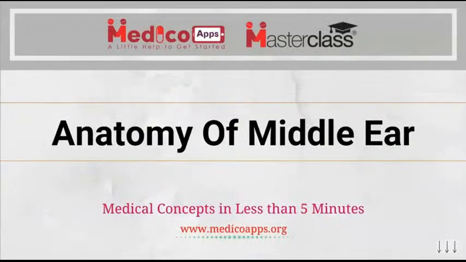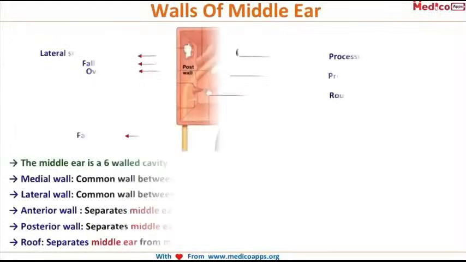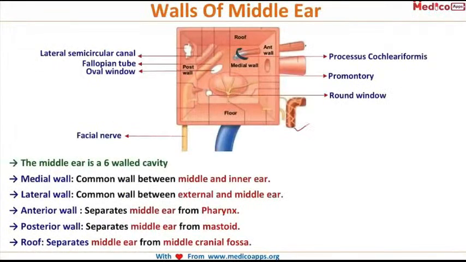Welcome to MediQuap's Masterclass. We'll be learning today about the anatomy of the middle ear. As you can see in this picture, the middle ear is a 6-walled cavity. The medial wall is a common wall between the middle and the inner ear. The lateral wall is a common wall between the external and the middle ear.